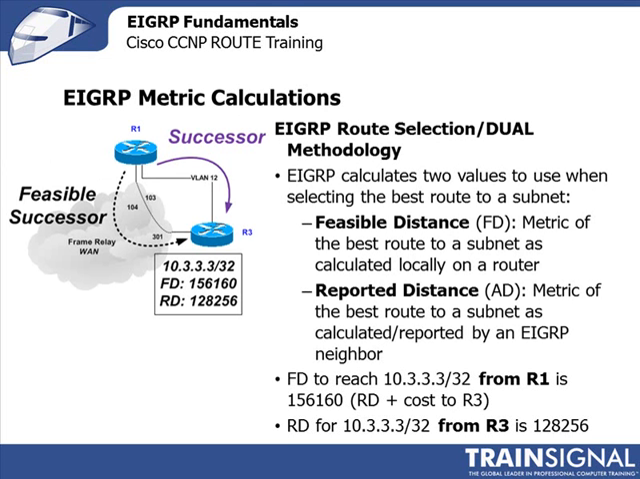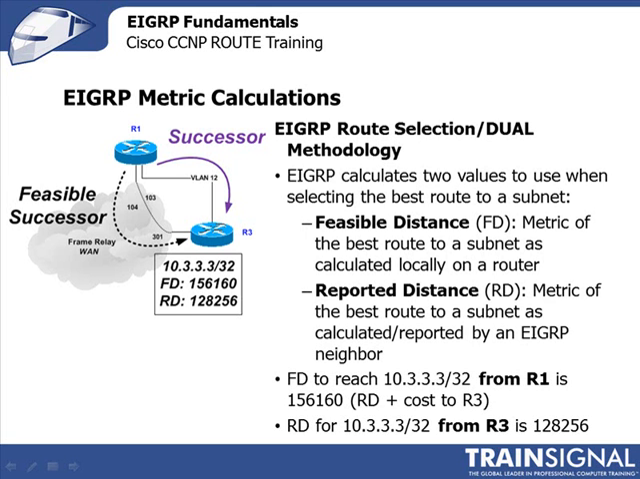So once EIGRP has done the route calculation, what the best metric is, then there's a process that's used for actually selecting and installing that, not only as the best route in the topology table, but then ultimately the IP routing table. And EIGRP calculates two values. This is very, very critical to understand. Two values when selecting the best route to a particular destination subnet. The terms are feasible distance and reported distance.